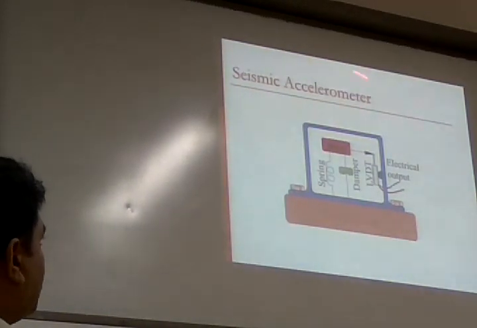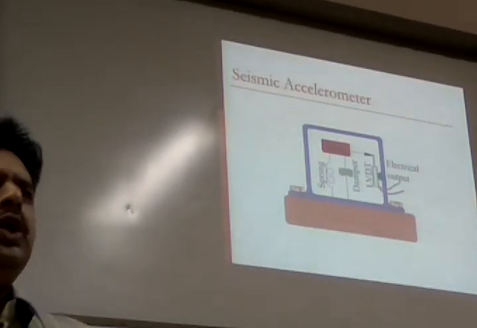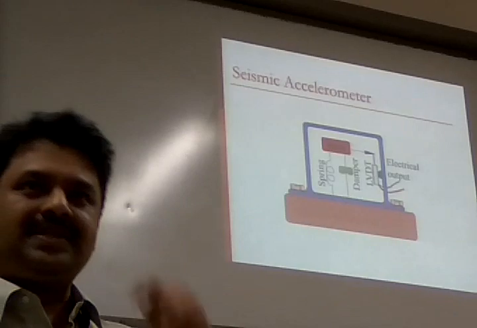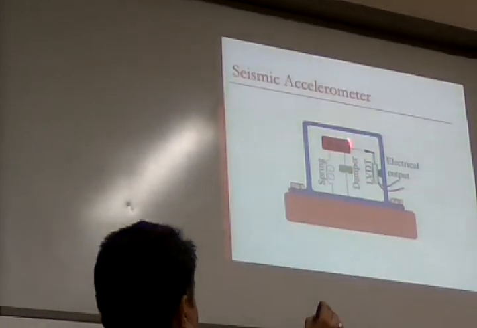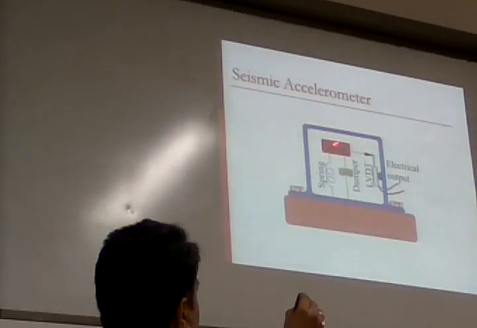Next type is seismic type accelerometers. Seismic means low frequency signals. Low frequency signals you can measure by using a spring mass damper system. You have a spring, you have a damper and a mass.